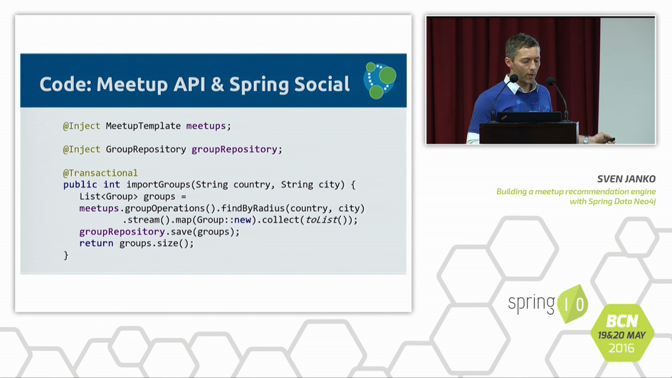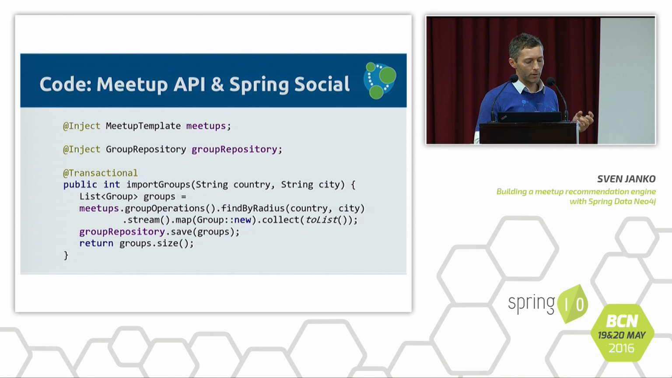Here on top, we have a Meetup template, which we are using in order to query the data out of the Meetup domain. This is what we are doing with the function findByRadius here. We are looking at the group operations of the Meetup template, and we are giving a city and saying give us some groups back which are in a given radius of that city. And then we're using the Stream API in order to map them to our groups.